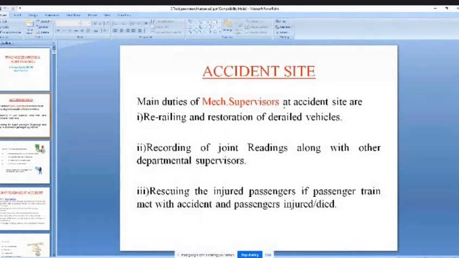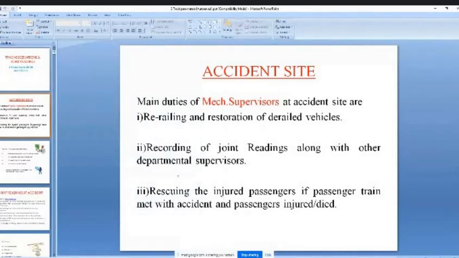Here I have shown you 3 points. These are the duties of the mechanical supervisors. Other supervisors' duties I have not shown here. If you want, you can refer to the accident manual. In the accident manual, it is clearly written what the roles are of the mechanical supervisor, the traffic inspector, the loco inspector, written separately. That I am not covering here. Here I am covering only the mechanical supervisor's duty, mainly the SSE C&W duties.